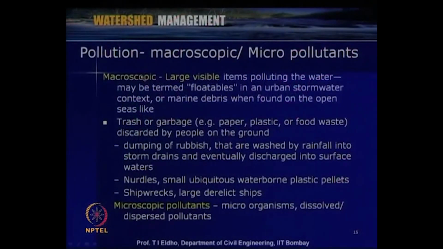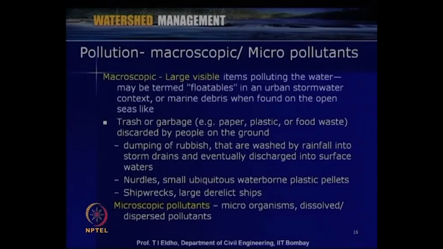Then the pollution also can be macroscopic or microscopic pollutants. Here in this slide, macroscopic means it is large visible items polluting the water. This may be termed as floatables in an urban stormwater context, or marine debris when found on the ocean or open seas, like trash or garbage, dumping of rubbish, nodules, small ubiquitous waterborne plastic pellets, shipwrecks, etc. So these are all under the category of macroscopic pollutants. And then microscopic pollutants like microorganisms within the water, then dissolved or dispersed pollutants, which we cannot easily visualize.